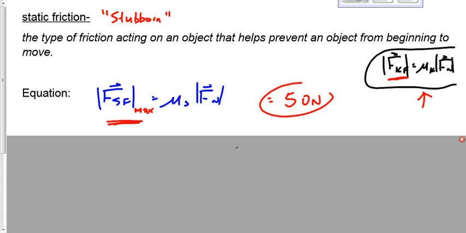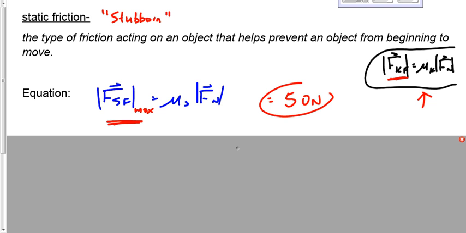Static friction is the stubborn force. It's the one that pushes as hard as I push. It's like taunting me, right? It's the taunting force. Its maximum possible value is 50. I push with 5, it pushes back with 5. I push with 10, it pushes with 10. I push with 15, it pushes with 15. I push with 35, it pushes with 35. It just does what I do until I beat its maximum possible value. And then it gives up, kinetic friction takes over. And I'm okay with that because kinetic friction is the same no matter how hard I push or no matter how fast it's moving. All right, question?